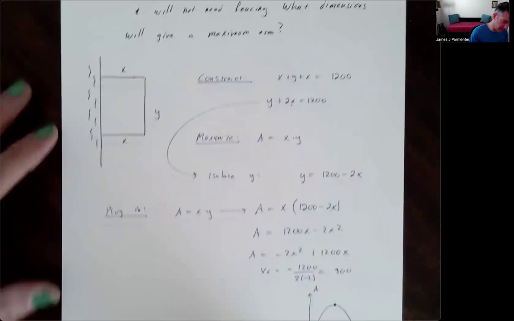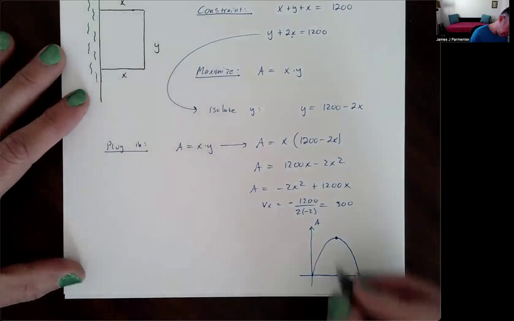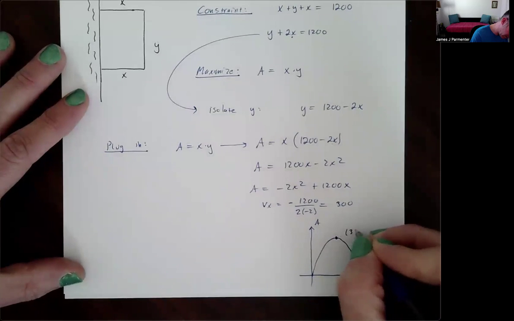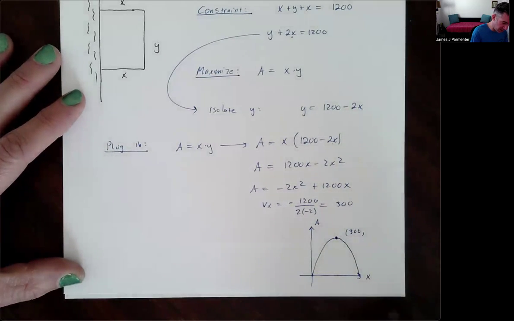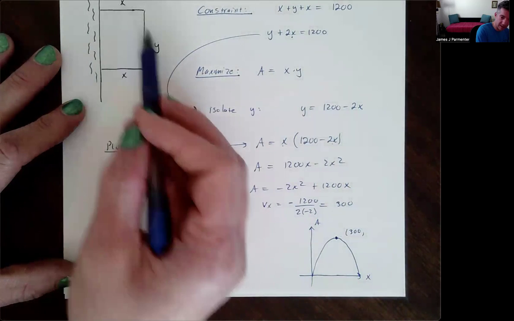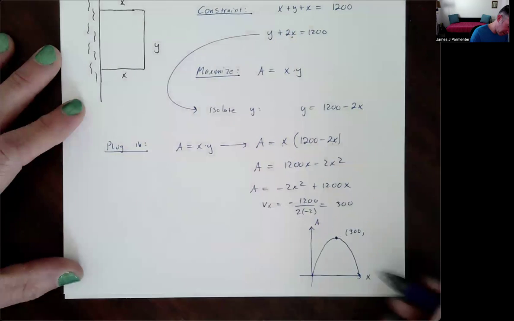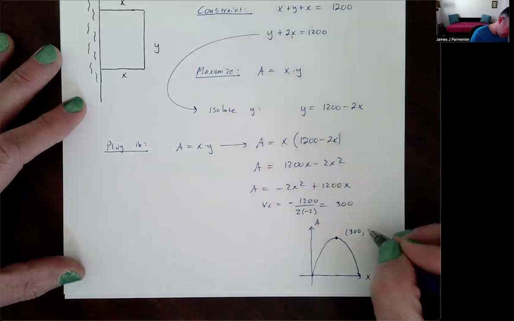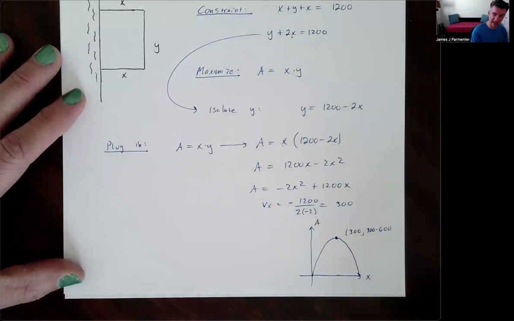Sorry, apologies, I keep reading the last screen here. So here's my vertex where the x coordinate is 300, and the area would be, well, if x is 300, then this side is 300, this side is 300, and this side is the leftovers, which is 600. So the area would be 300 times 600, which is something like 180,000, I think.